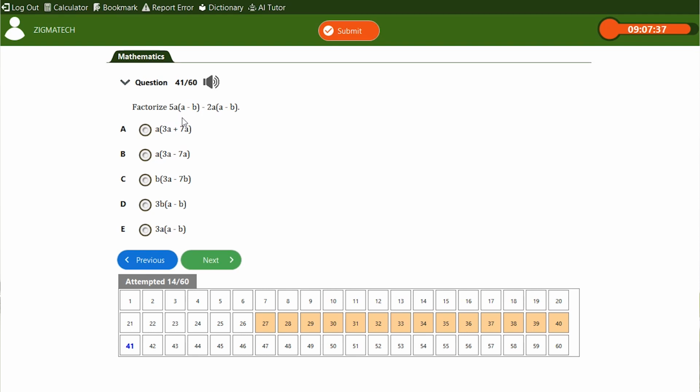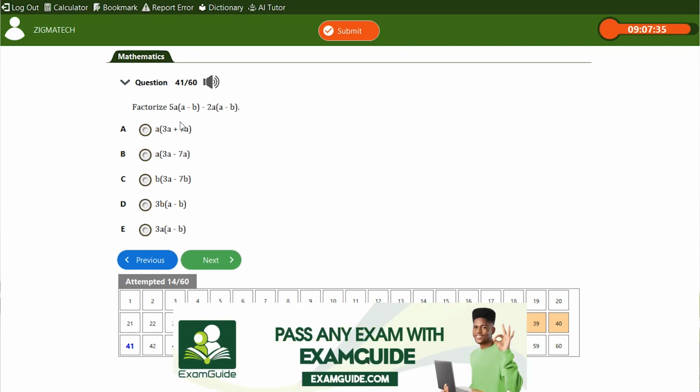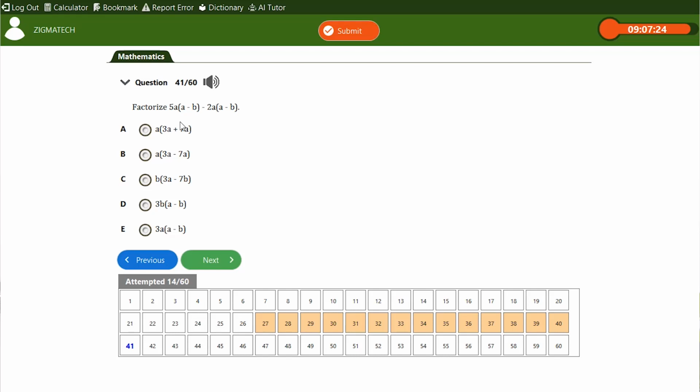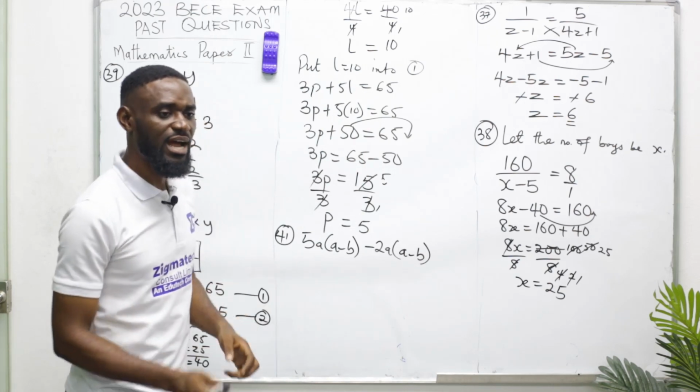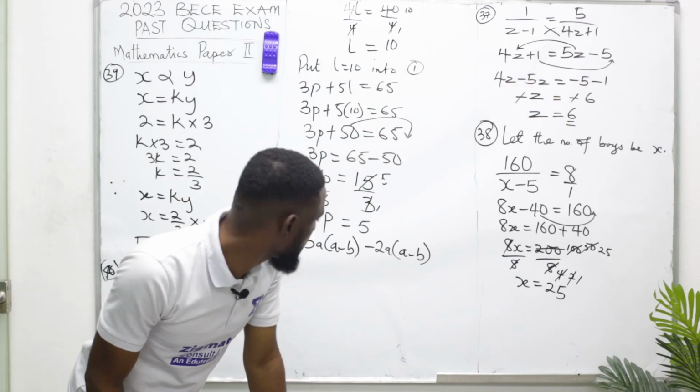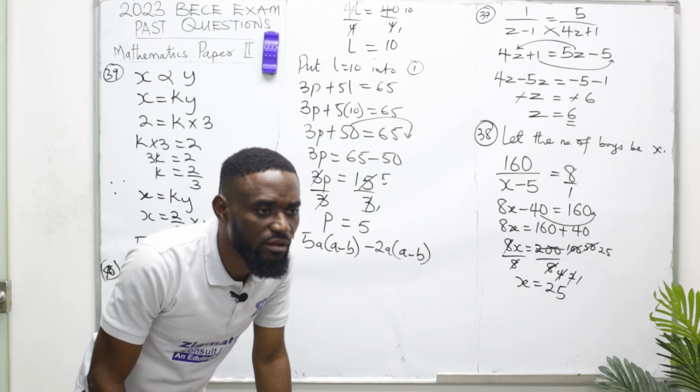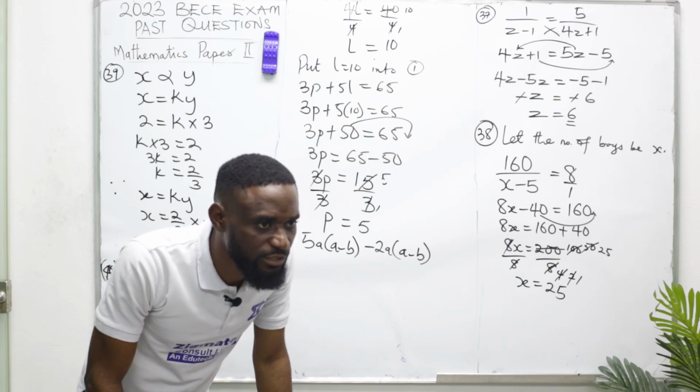Factorize 5a into a minus b, and minus 2a into a minus b. All right, 5a open bracket a minus b, then 2a into a minus b.